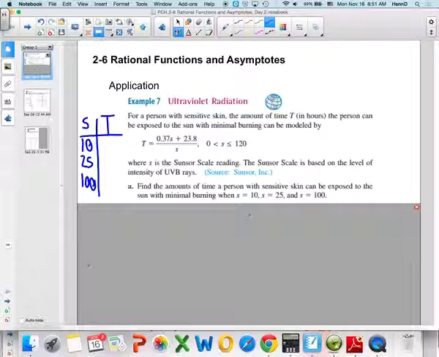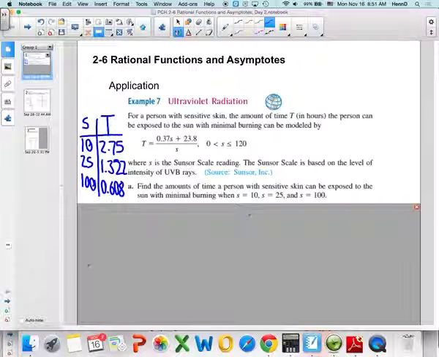Okay, when S is 10? 2.75. Alright, good. That's what I got. How about 25? 1.332? Is that what others got? Okay, 1.332. And how about for 100? 0.608. Yeah. Alright, now if we wanted to convert that to minutes, we could.